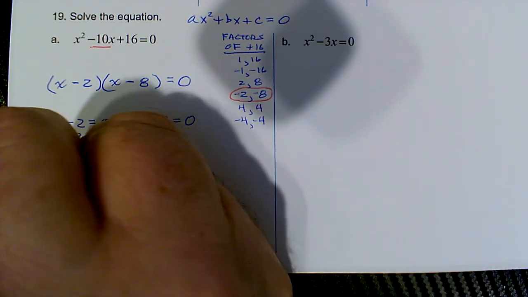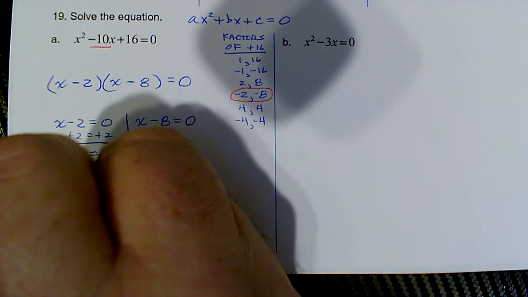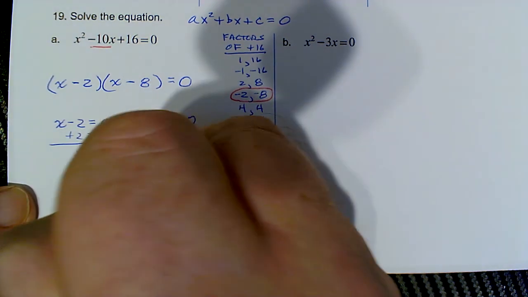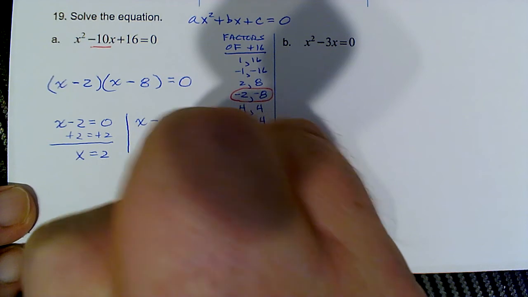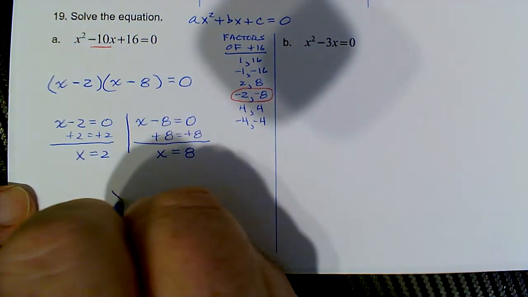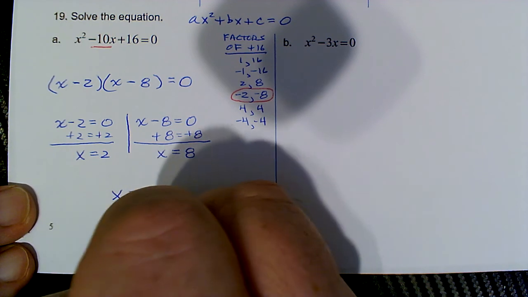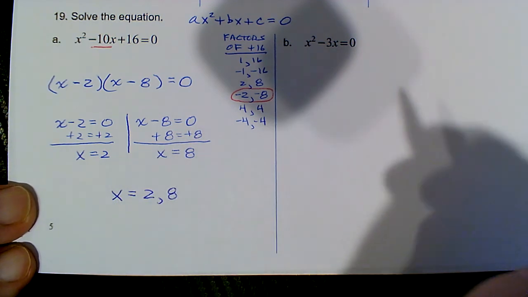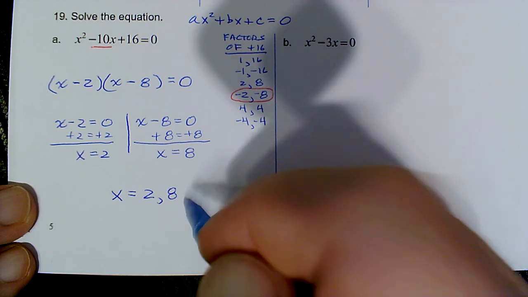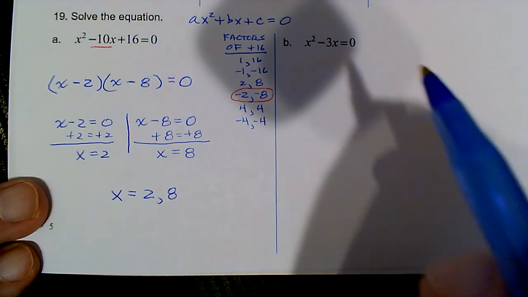Here we're going to add 2 to both sides. You don't really need to show that. You could do that mentally. Get x is 2, and similarly here, add 8 to both sides. Get x is 8. And so there are two solutions, 2 and 8. Typically MyMathLab tells you to list the solutions and just separate them by a comma.